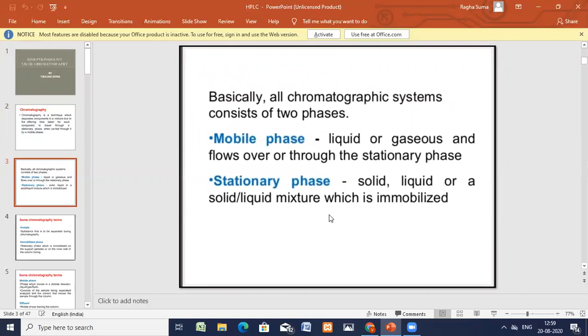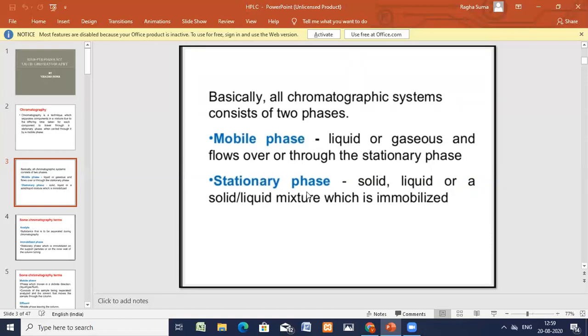A chromatographic system generally consists of a mobile phase and a stationary phase. The liquid or gas that flows over the stationary phase is called the mobile phase. Now what is the stationary phase? The stationary phase can be in the solid state or the liquid state. As for the mobile phase, it should definitely be mobile, so it can be in the liquid or the gaseous state.